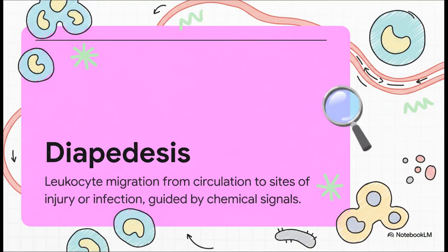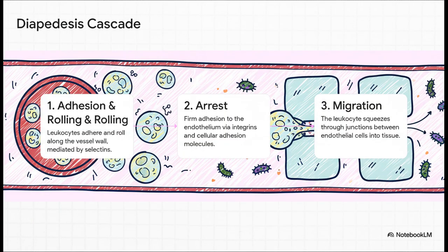Well, they do it through a process called diapedesis. You might also know it as the leukocyte adhesion cascade. And this is not a passive thing. It's a very active, highly regulated migration that's guided by a whole symphony of chemical signals. You can really break this process down into 3 key steps.